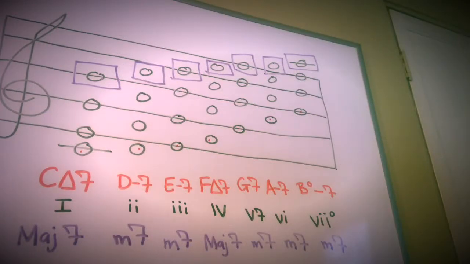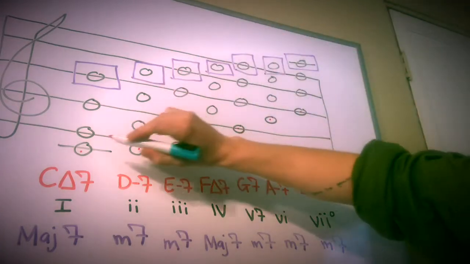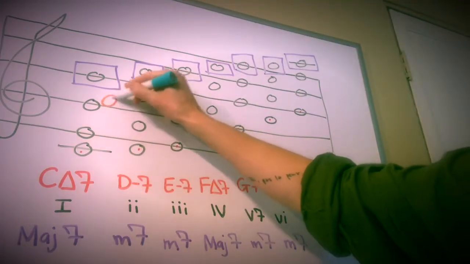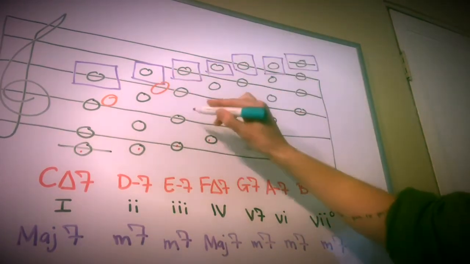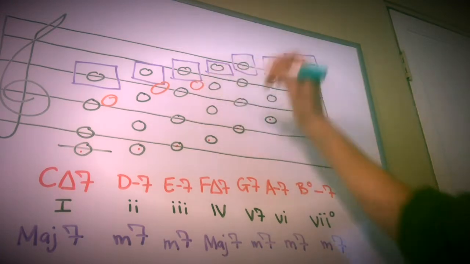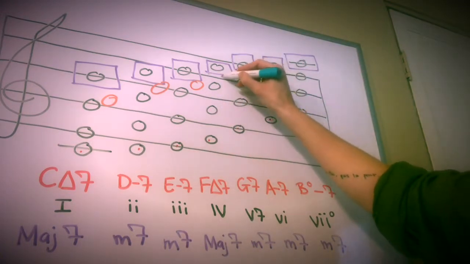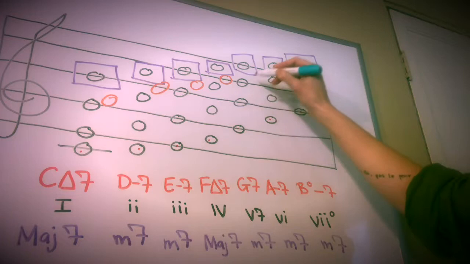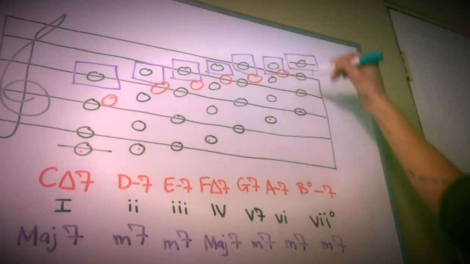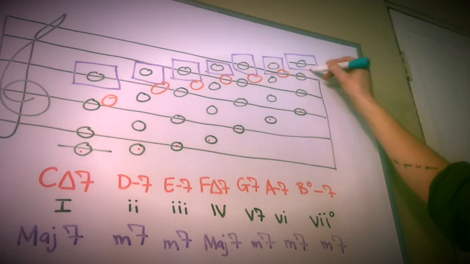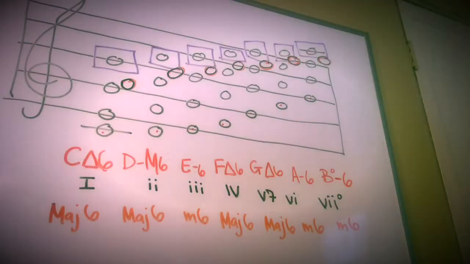So once you learn 7ths, it's not too hard to conceptualize 6ths. 1, 3, 5, 6.